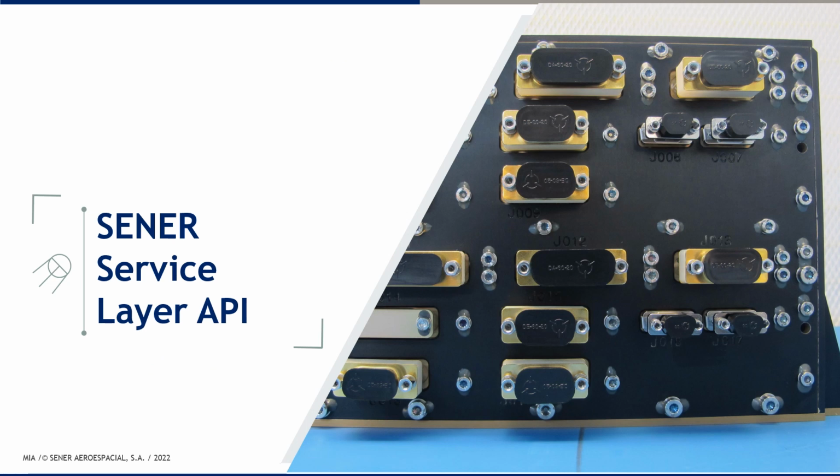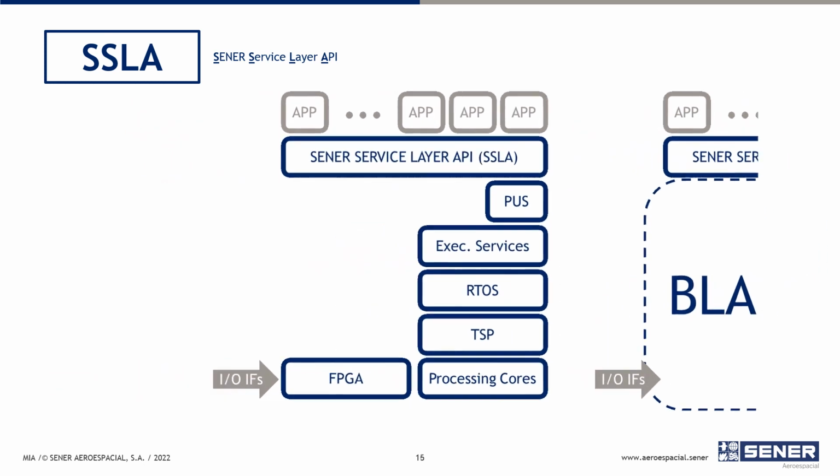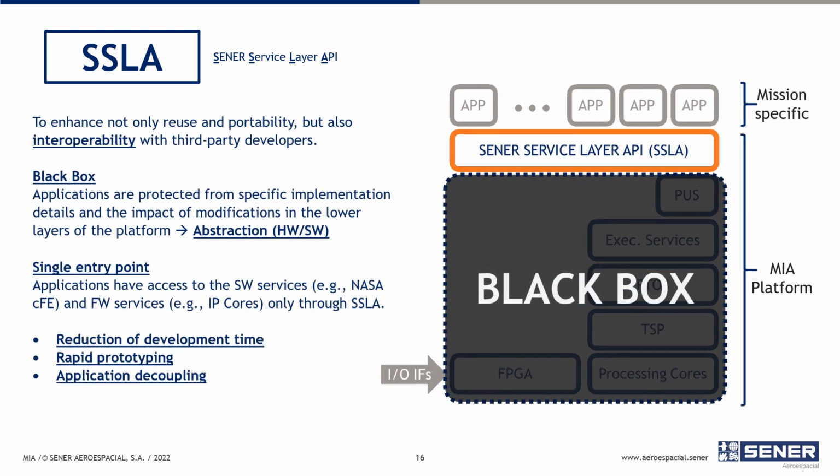Among these abstraction layers, the SENER service layer API is of special importance because of where it is located in the architecture. The SSLA acts as a proxy, exposing the services and functionalities of the platform to the applications in a systematized and standardized way. In this way, applications are protected both from specific implementation details, like for example the Core Flight Executive or the FPGA logic or standards such as the Packet Utilization Standard, and from the impact of modifications in the lower layers of the architecture.